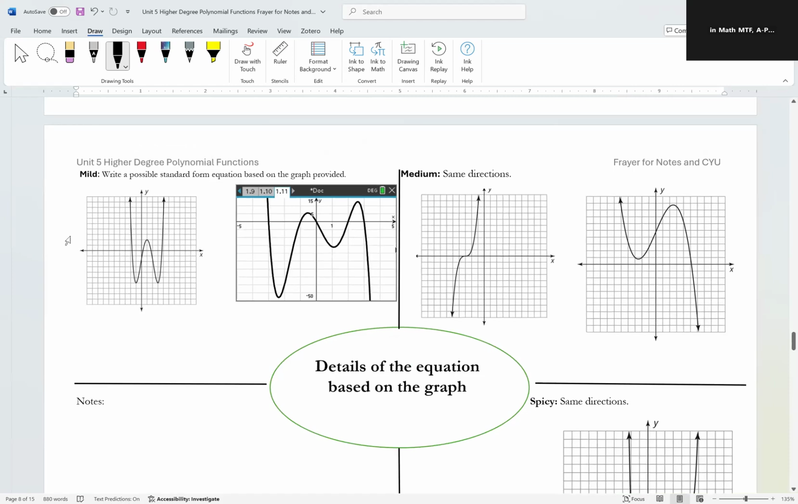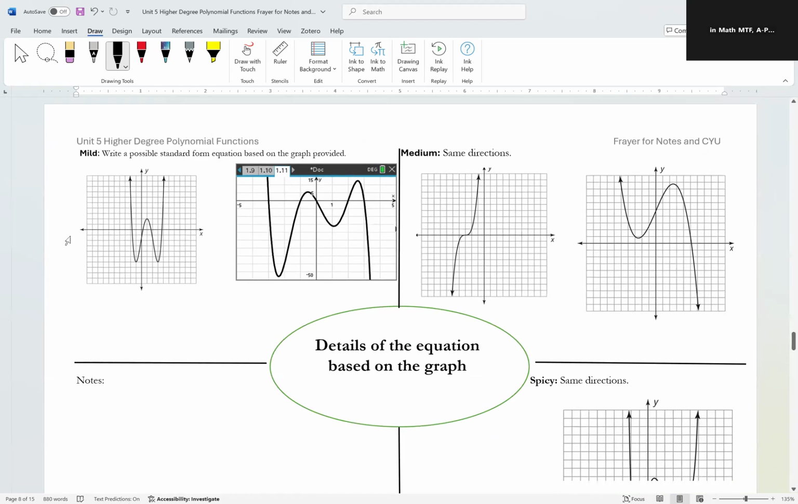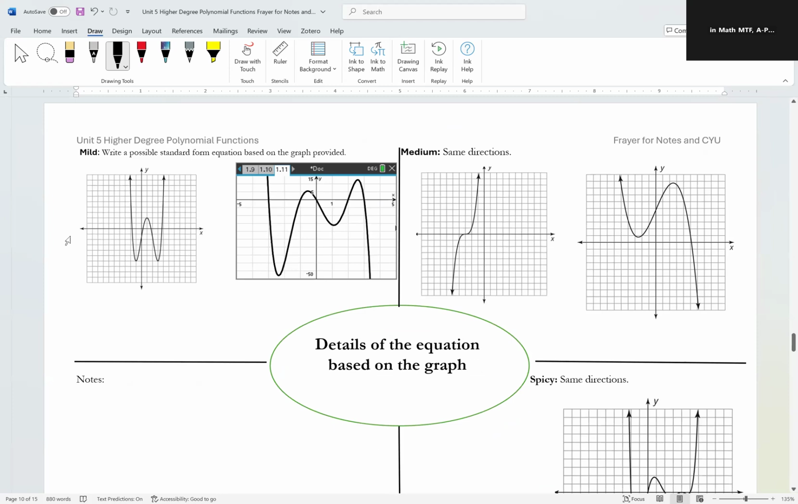Lots of options for each of these as well. Just write a possible standard form. So you really have to pay attention to the degree and leading coefficient. So biggest thing for me, something like this. I know it's got to have a negative leading coefficient because it's overall decreasing. I know it's more than likely third degree because we've got two extrema. So maybe negative 2x to the third minus 4x plus 7.